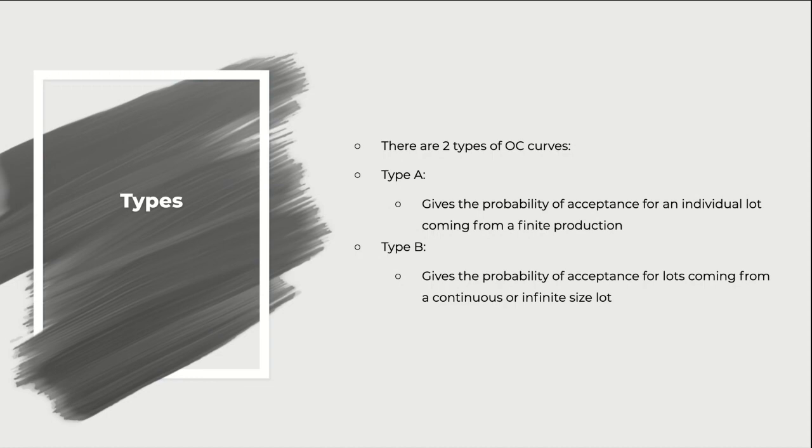So there are two types of OC curves. The first type, type A, gives the probability of acceptance for an individual lot coming from a finite production, whereas type B gives the probability of acceptance of lots coming from a continuous or infinite size lot. The most common and the one we will be focused on today will be the type A OC curves.